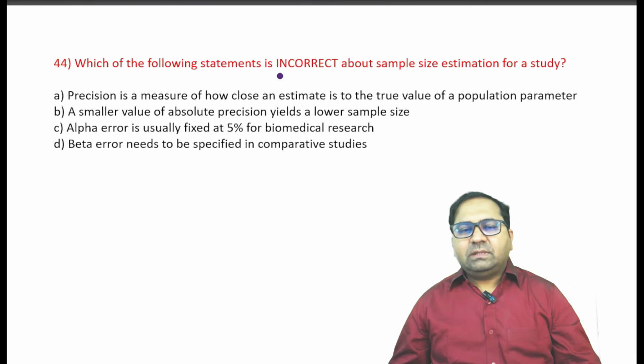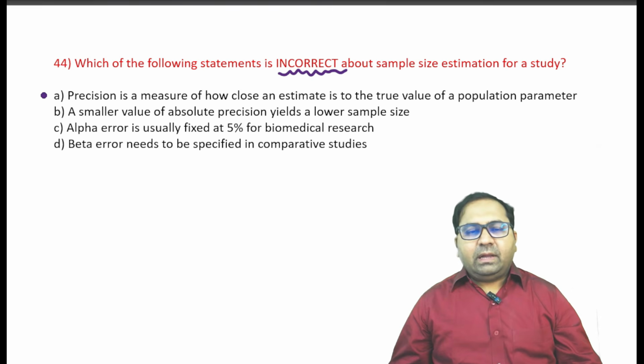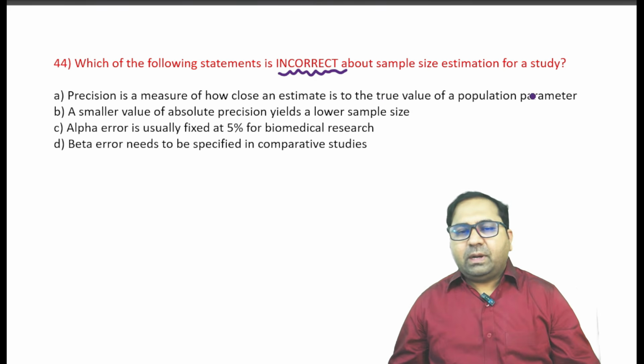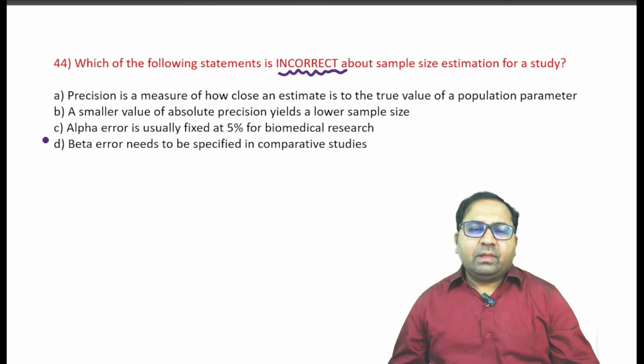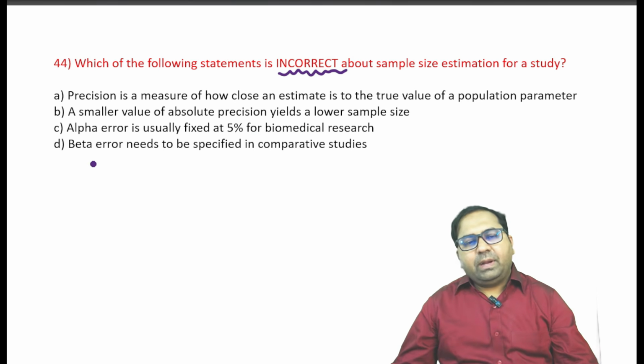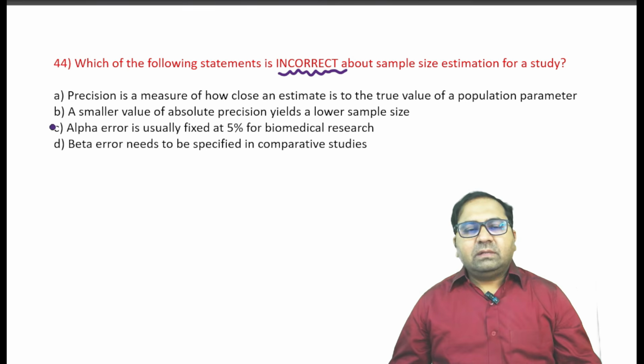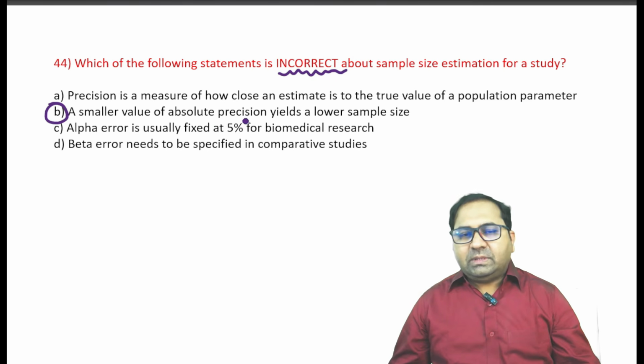Next question, which of the following statements is incorrect about the sample size estimation for a study? The options given are A, precision is a measure of how close an estimate is to the true value of the population parameter. B, a smaller value of absolute precision yields a larger sample size. C, alpha error is usually fixed at 5% in biomedical research. Or D, beta error needs to be specified in comparative studies. So what is the answer for this question? The answer is option B. A smaller value of absolute precision yields a lower sample size is incorrect about the sample size estimation for a study.